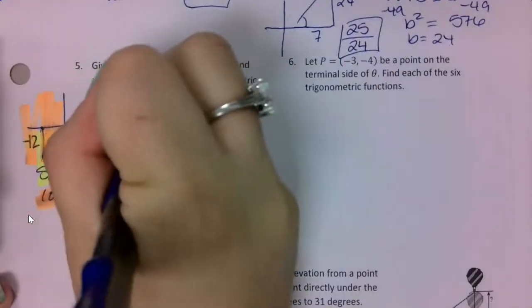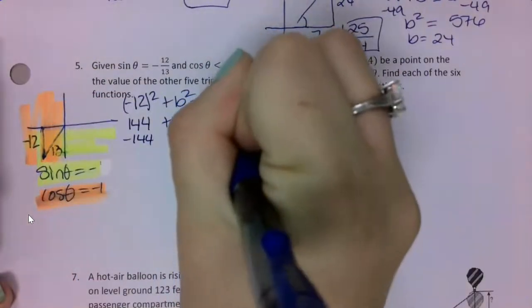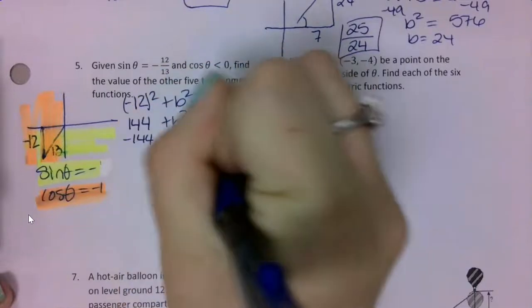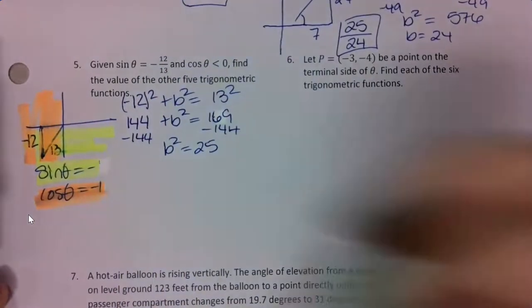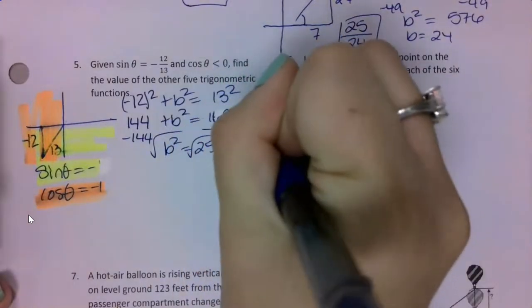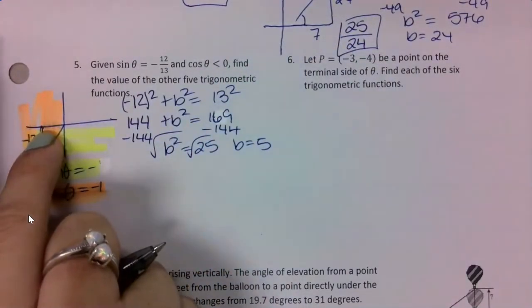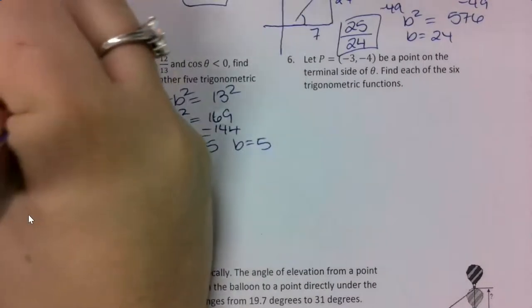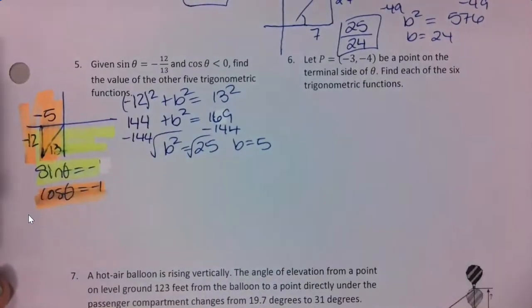Then I want to subtract the 144 on both sides. I get b squared equals 25. I want to simplify this if I can. I take the square root of both sides. B equals 5. Because I'm going left on my x-axis, this is actually going to be a negative 5. So then I need to find my other 5 trig values.